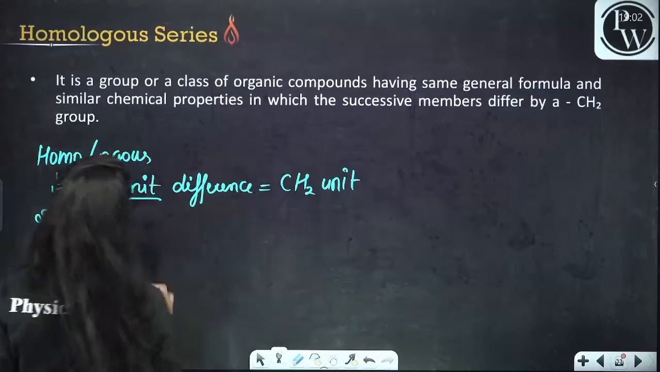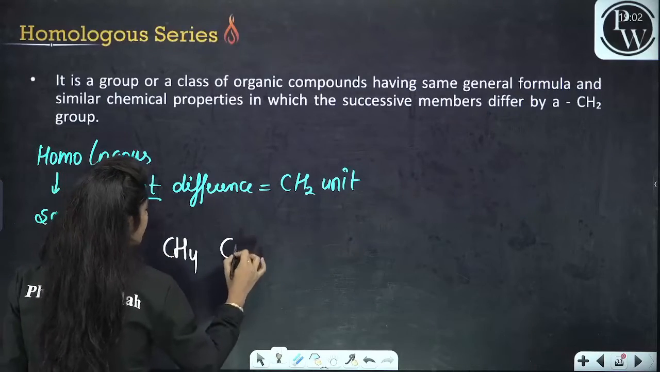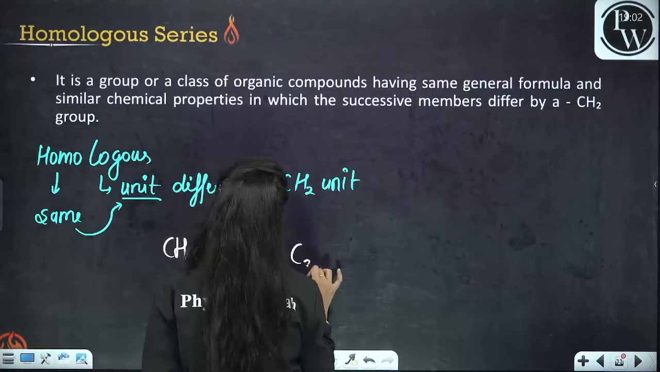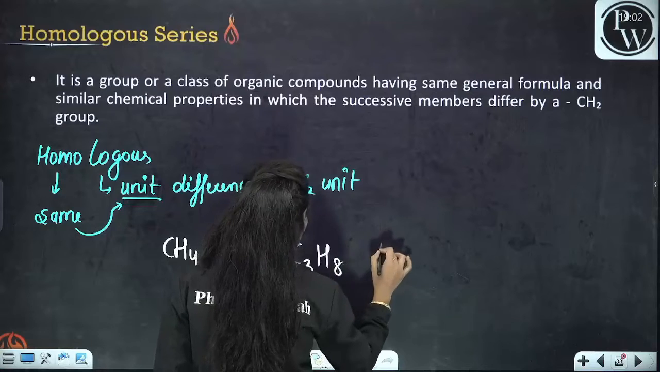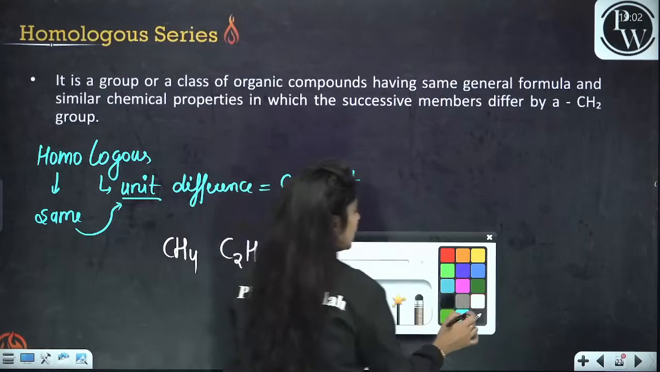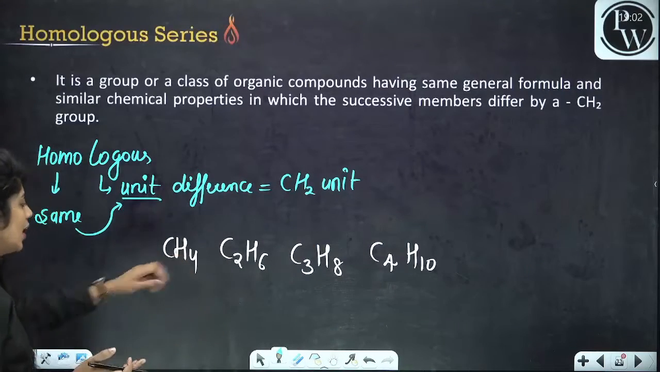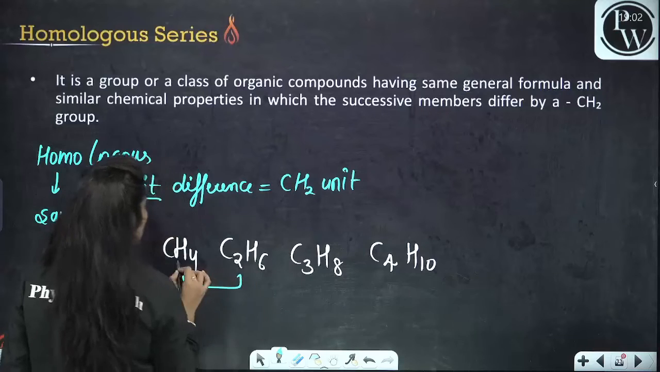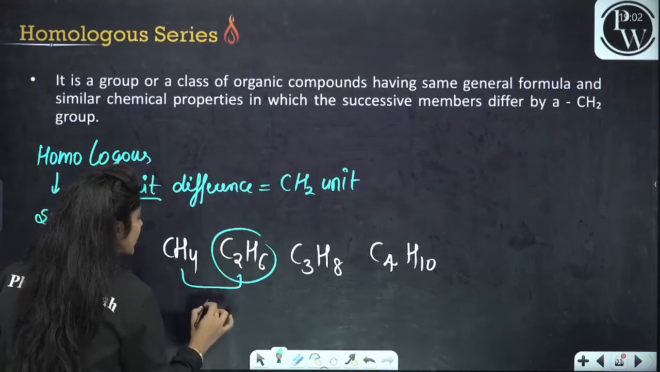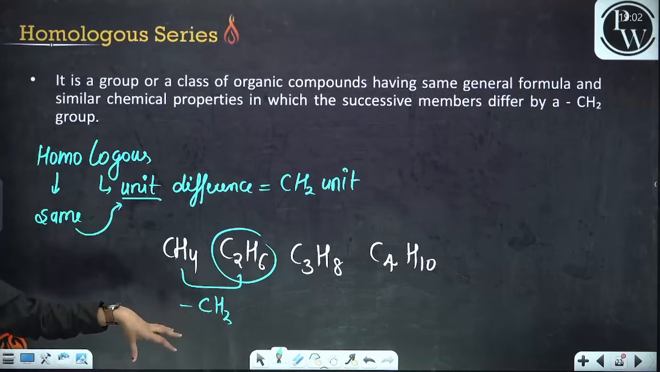Suppose I have CH4. I have the alkane series: CH4, C2H6, C3H8, C4H10. Now, I want to check the difference between the consecutive compounds. Here, minus this, so it will be 1 carbon extra, 2 hydrogen extra. CH2 unit, difference of CH2 unit.